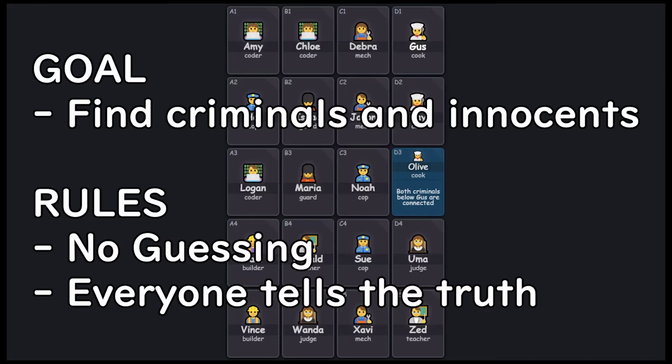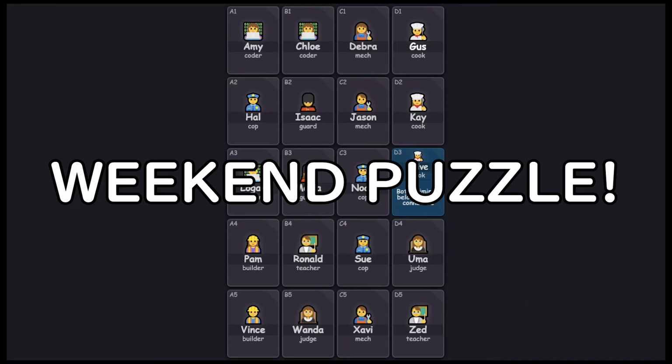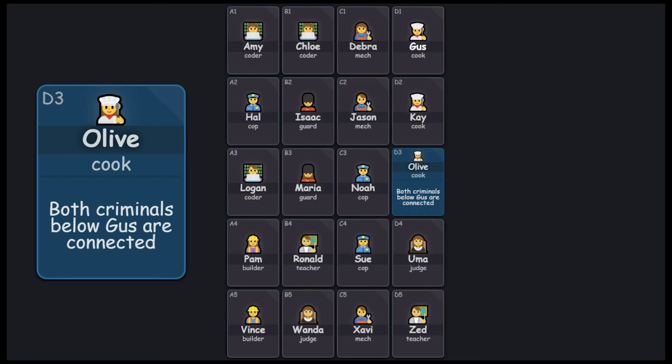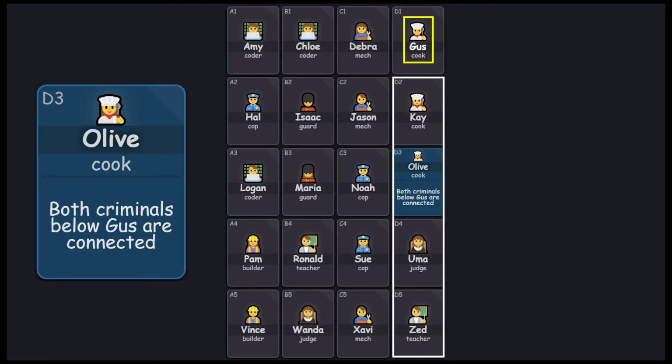Today's puzzle is Evil difficulty. It's been a while since the last one, but let's try our best. Both criminals below Gus are connected. Mark Uma and Zed as criminals, and K as innocent.